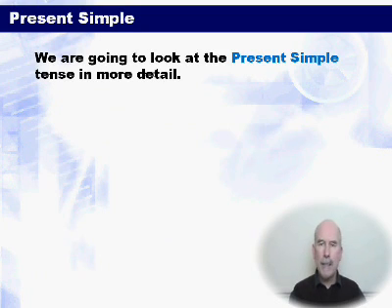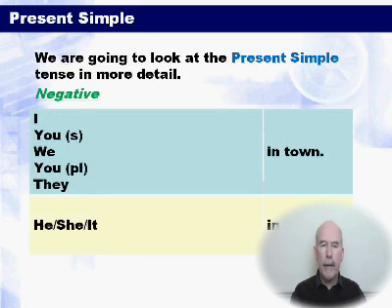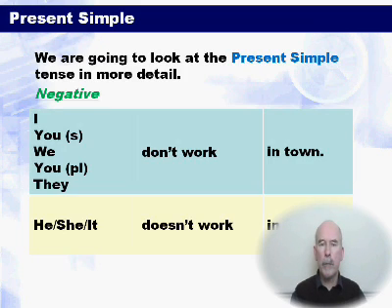Now let's have a look at the present simple negative side now, the negative form. In the negative form, again, I, you, we, you, they in town, and then he, she or it in town. So the negative aspect of this one is I don't work in town, you don't work in town, we don't work in town, you plural don't work in town, they don't work in town, and then third person singular, the form changes again. He, she or it doesn't work in town.